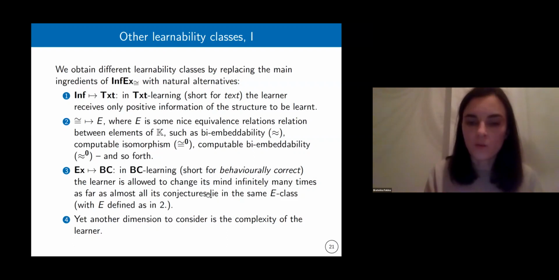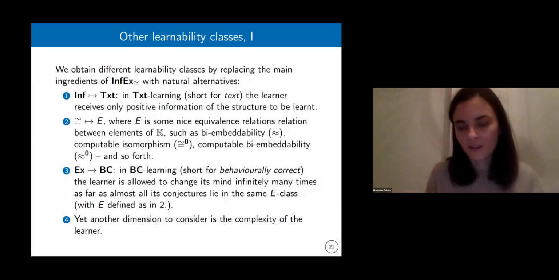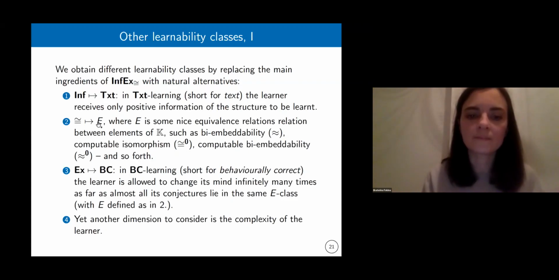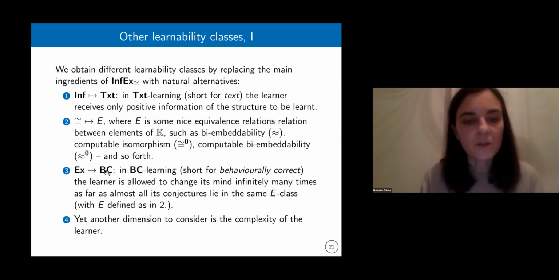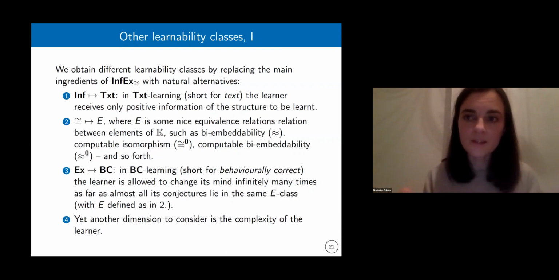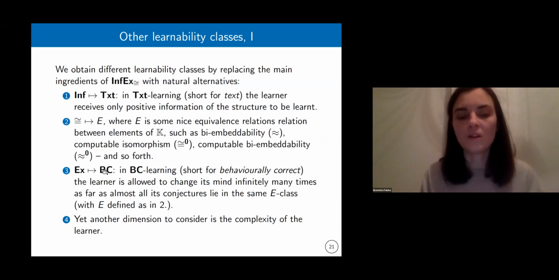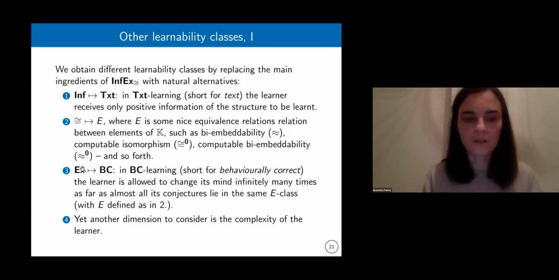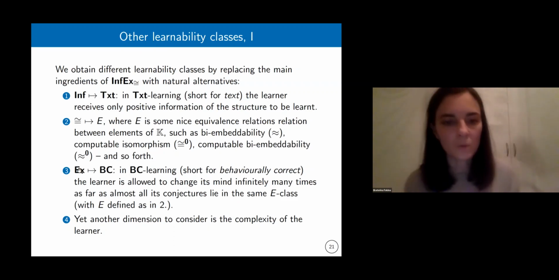All of them should correspond to structures that lie in the same E class, meaning the relation up to which we learn. Okay, so this is something that we haven't really touched yet, and I don't really know how exactly to approach this. For the case of sets, it is known that BC learning is different from EX learning. For structures we haven't done this yet, so the distinction between BC learnable classes and EX learnable classes, we do not know this yet.